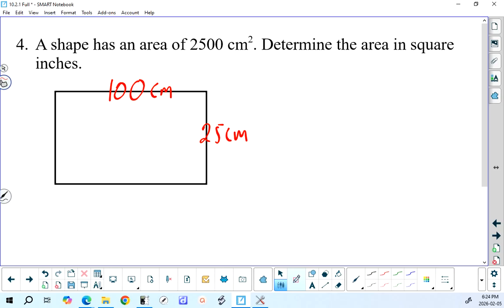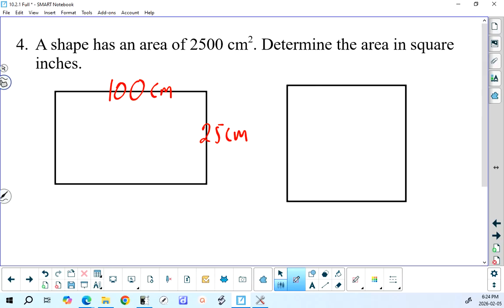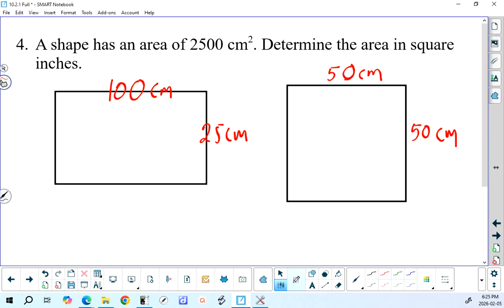Definitely it will. If you want to be creative, and I'm not saying you have to, you could say, I think 50 times 50 does it. I'm pretty sure 50 multiplied by 50 does it. 50 centimeters multiplied by 50 centimeters. That does it. Okay, so let's say it's 100 centimeters by 25 centimeters.